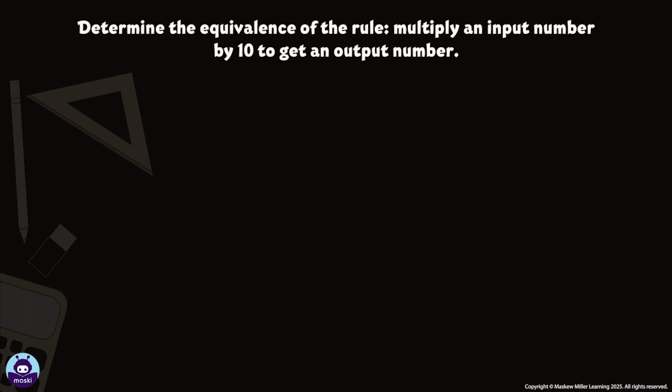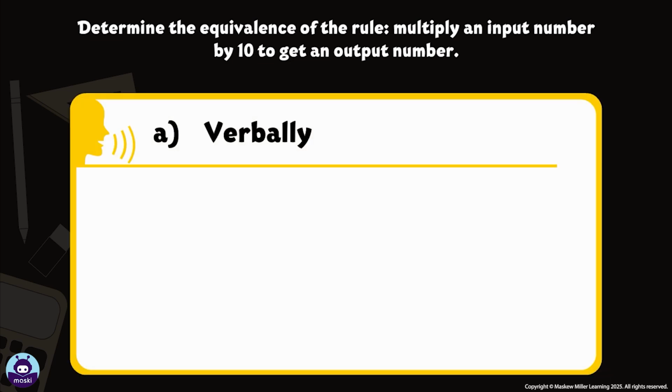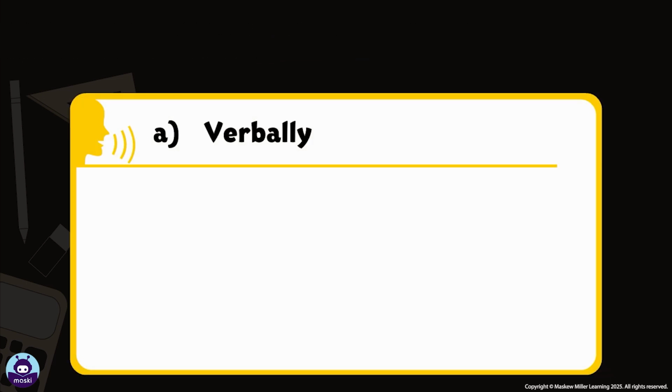Determine the equivalence of the rule multiply an input by 10 to get an output number. A. Verbally. The rule multiply an input by the number 10 to get an output number is equivalent to the rules: multiply an input number by (5 + 5) to get an output number. Multiply an input number by (6 + 4) to get an output number.